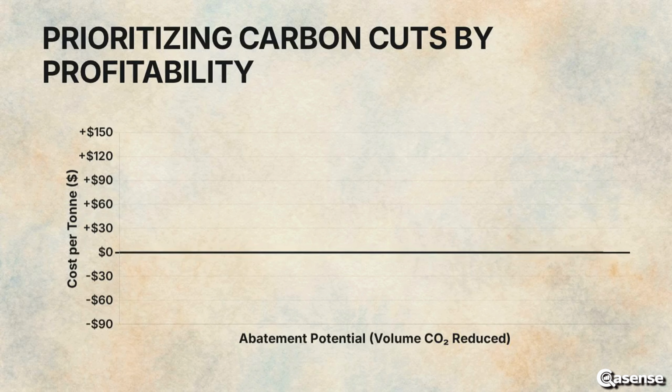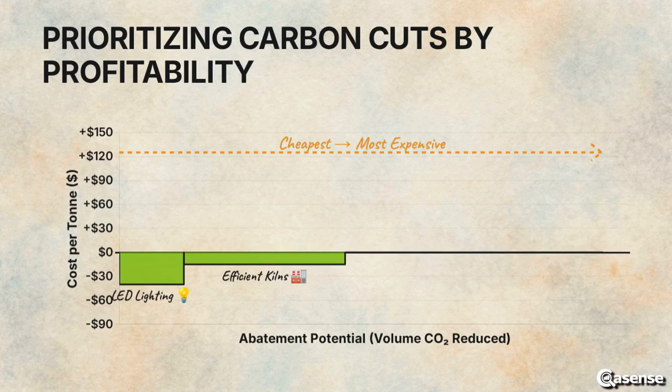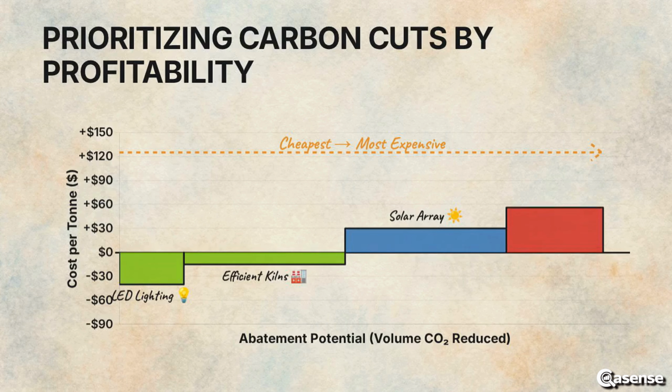There is a golden rule for reading this chart. You always start at the absolute cheapest end on the left and work your way to the most expensive end on the right. So for Brickworks Co., the first step is to take all their carbon-cutting ideas and score them by their cost per ton. The negative cost freebies, like LED lighting and improving the efficiency of their kilns, are placed on the far left. The moderately priced options, like installing a solar array on the roof, sit squarely in the middle. And the drastically expensive last resort options, like complex carbon capture technology, get pushed all the way to the right.